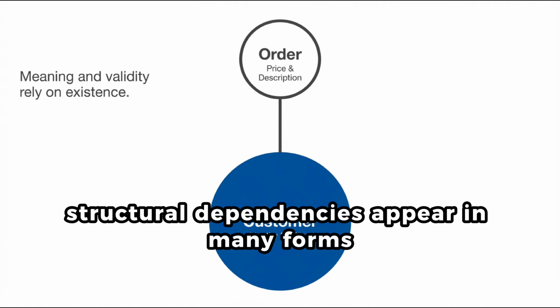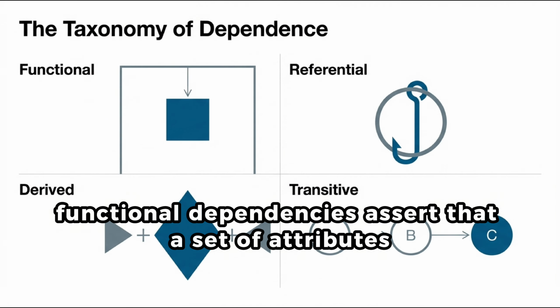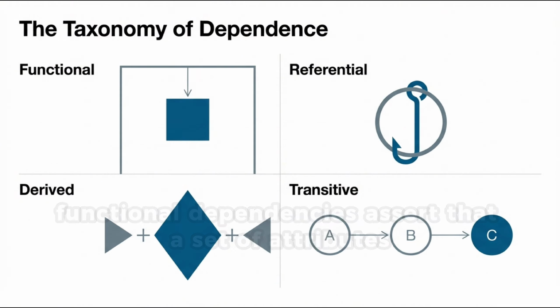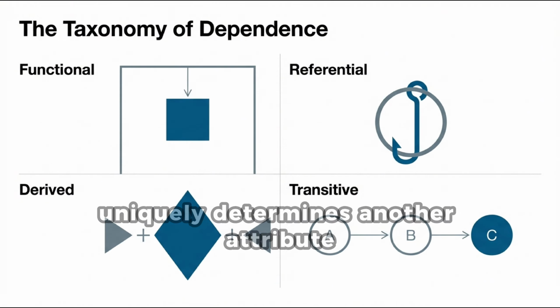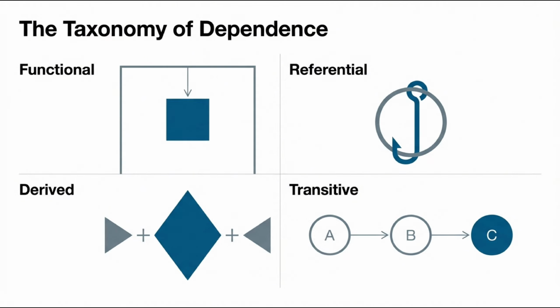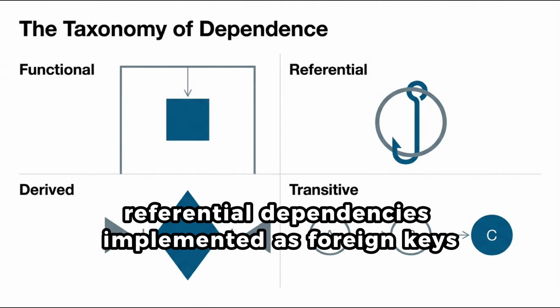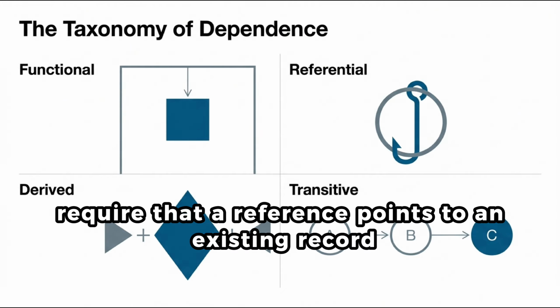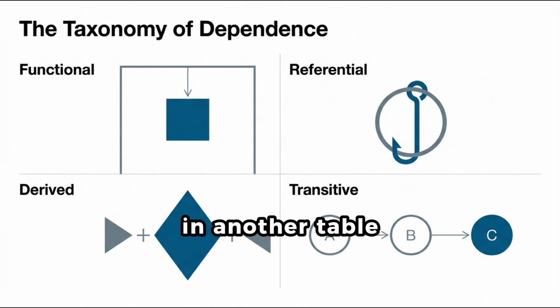Structural dependencies appear in many forms. Functional dependencies assert that a set of attributes uniquely determines another attribute. For example, a product SKU determines a product name and category. Referential dependencies, implemented as foreign keys, require that a reference points to an existing record in another table.